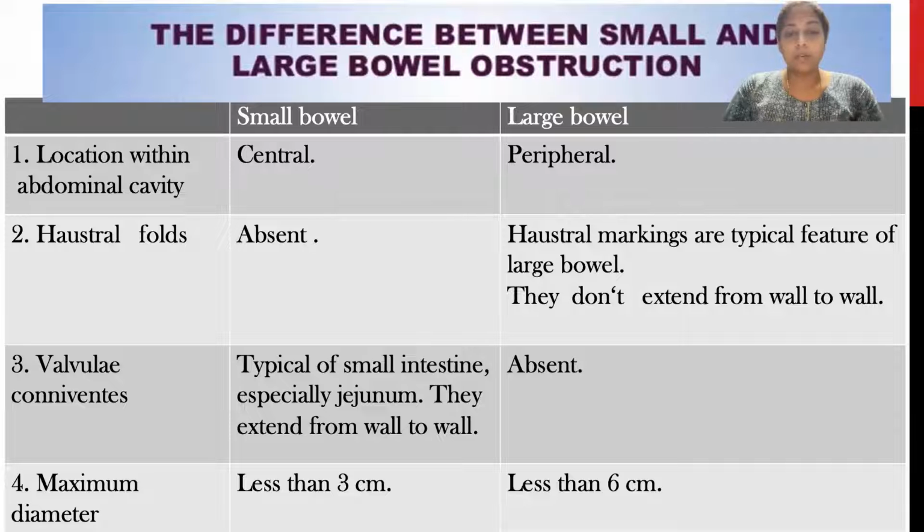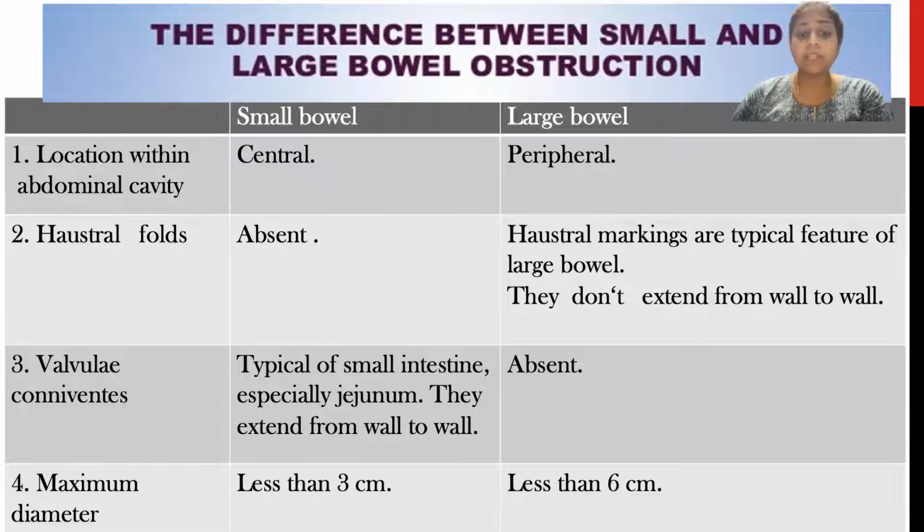I just wanted to give you a brief about the small and large bowel obstruction. Coming to the small bowel obstruction, it has a central location, whereas the large bowel has a peripheral location. The valvulae conniventes are typical of the small intestine, especially the jejunum, and they extend from wall to wall, whereas the haustral markings are a typical feature of a large bowel obstruction. They don't extend from wall to wall.